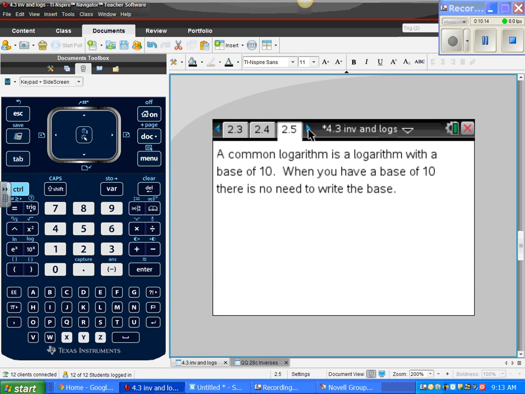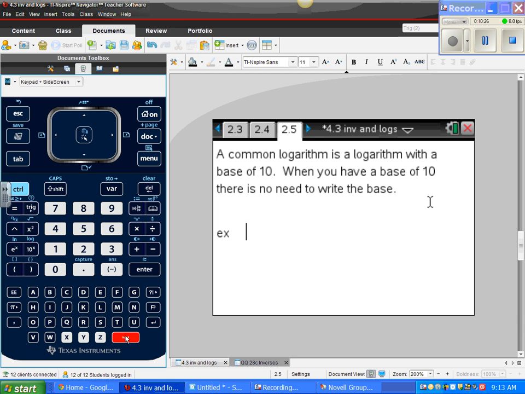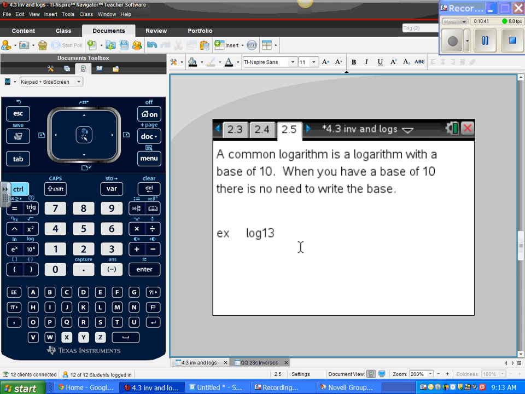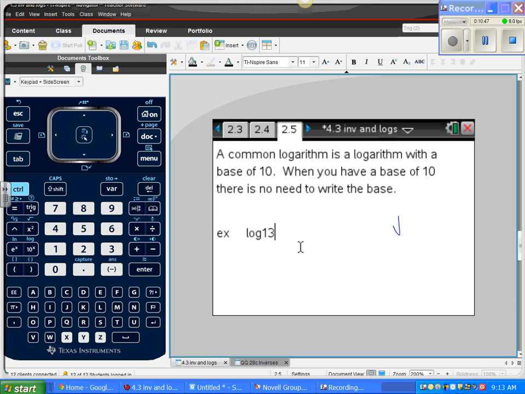So a common logarithm is a logarithm with a base of 10. When we have a base of 10, we don't write it. We write it without a base at all. So if you see something like log of 13, with no base written, what is the base? 10. It's assumed. Just like when we look at the square root, right? Square root of 4, what's the index? 2. It's assumed. Do we write it? No. So with a common logarithm, the base is 10.